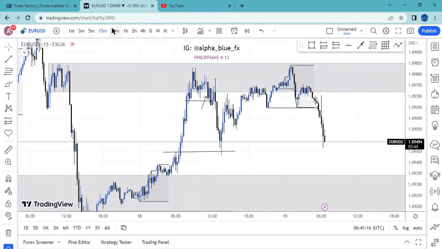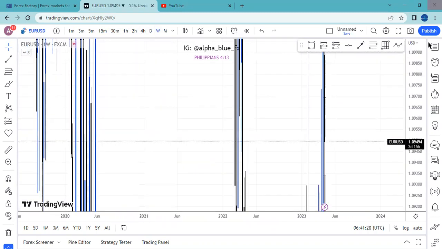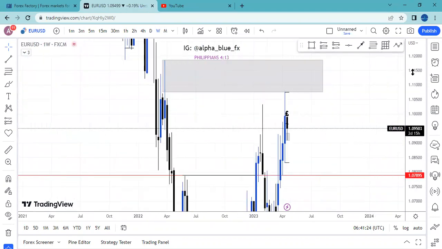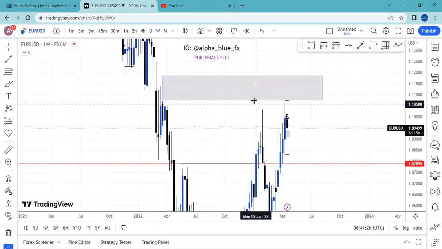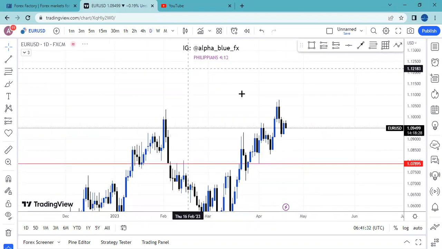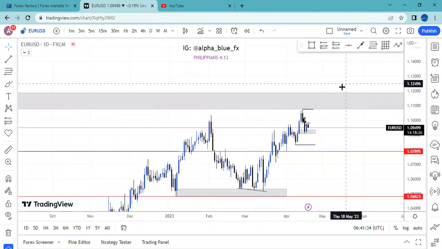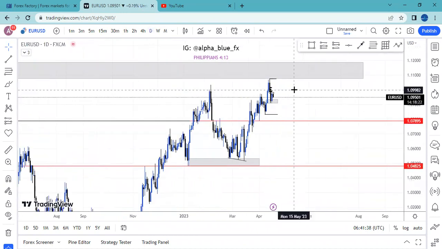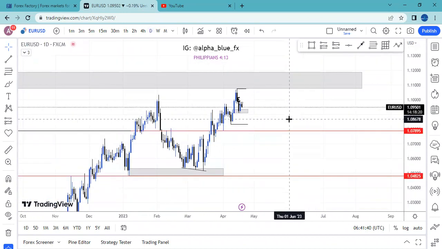So let's start from the higher time frame. Let's start from the weekly. This is the weekly. Weekly is still respecting this level right here, this supply level right here. You go to the daily, it's clearer on the daily. This other block is still what is affecting the market currently.